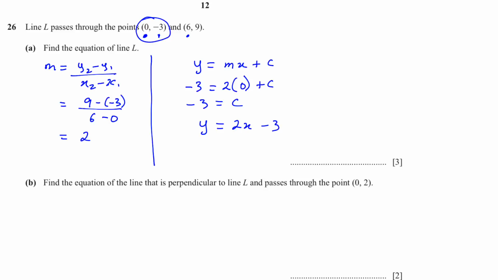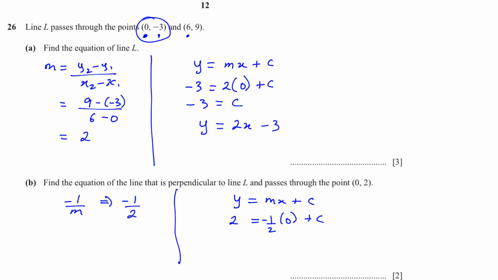In question number B, find the equation of the line that is perpendicular to line L and passes through the point (0, 2). Perpendicular means that whatever gradient we have, we have to change it. The rule is -1 over m. This is your perpendicular gradient. So we will have -1 over 2. And we are going to substitute it in the equation. Y is equal to mx plus c. Y is 2. Gradient is -1 over 2. X is 0. 2 is equal to c. Therefore, your equation of the perpendicular line is y is equal to -1/2 x plus 2.